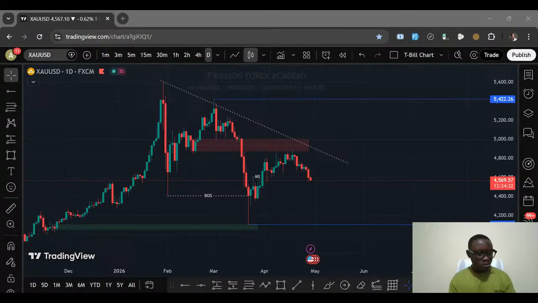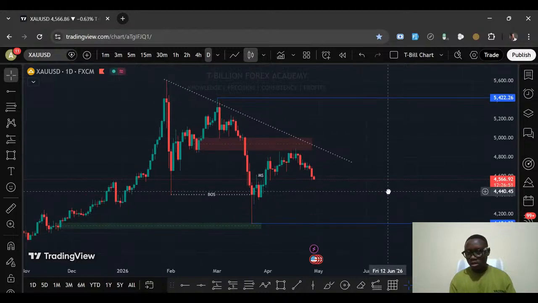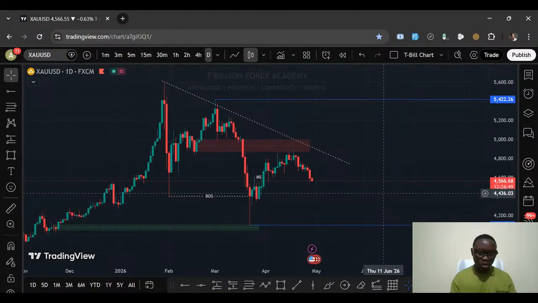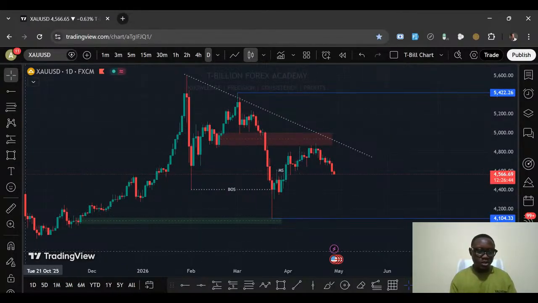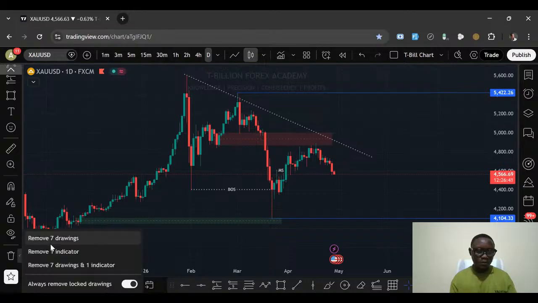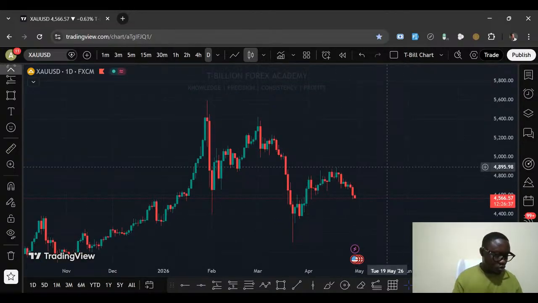So let's dive right into today's market analysis without wasting much of our time. We're going to start the analysis with XAUUSD. Before the issue we had with our microphone, we had done this whole analysis, but I'm going to clear it and start the process from the beginning. The first thing you want to do when you land on your chart is to begin your analysis from the daily time frame, as always.